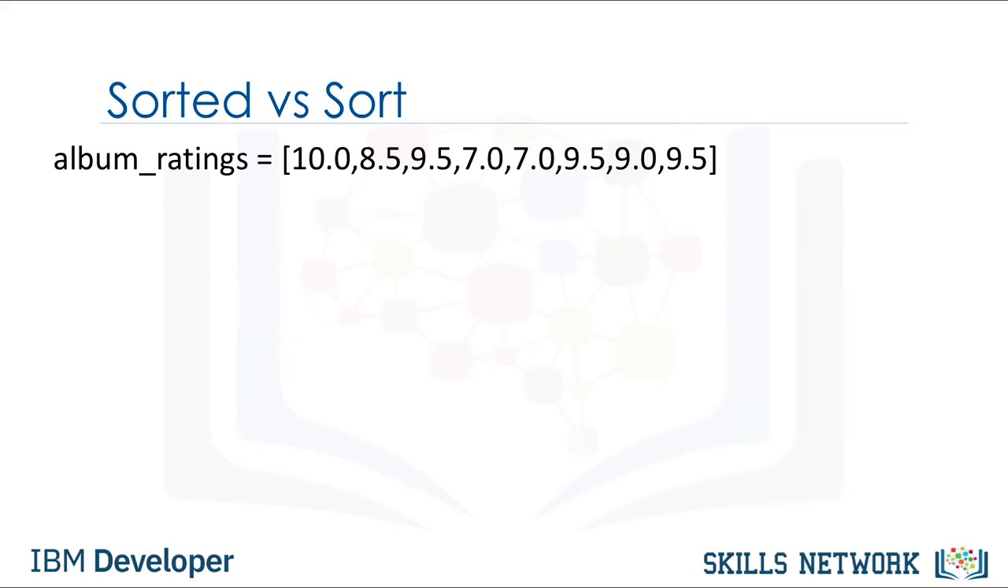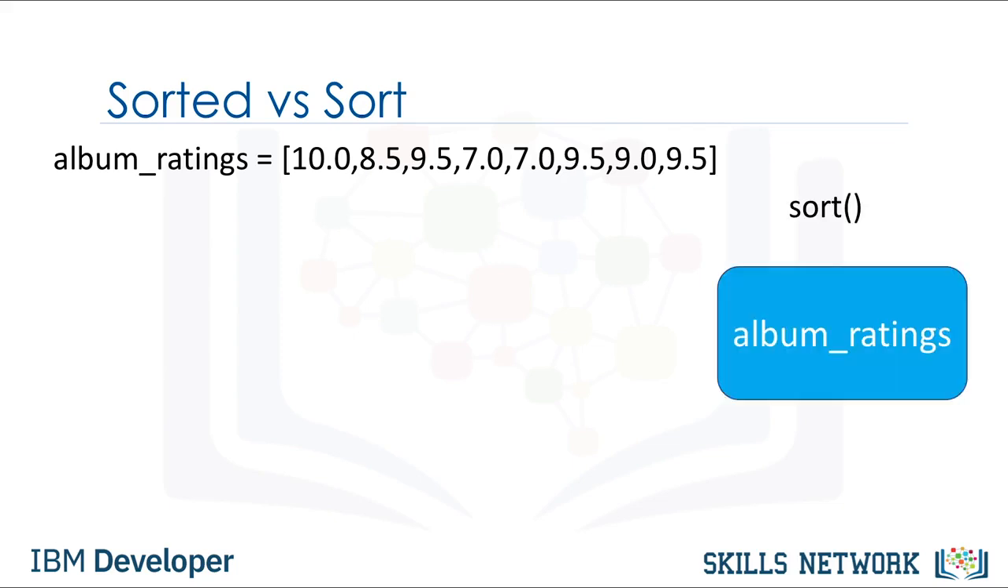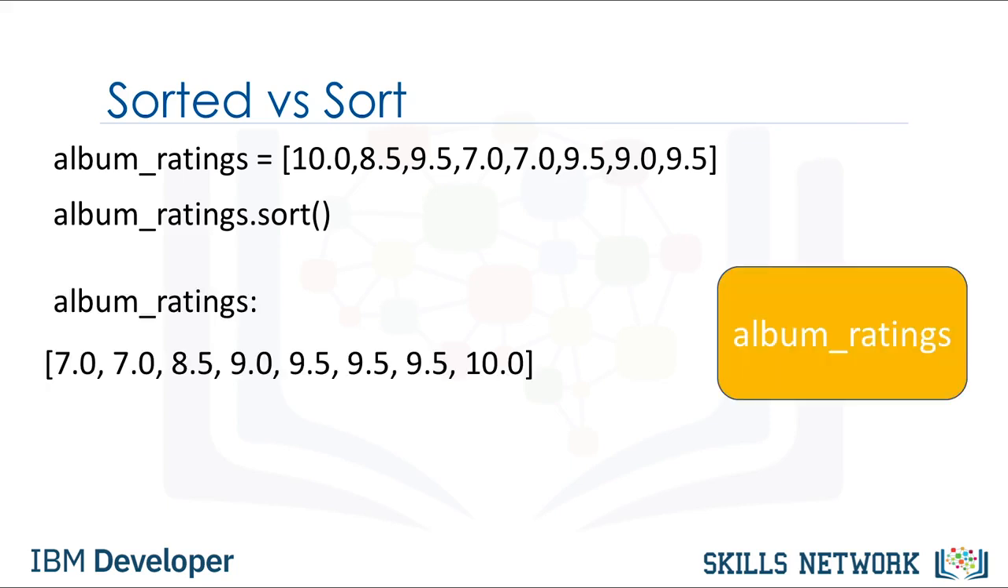If we use the method sort, the list album ratings will change and no new list will be created. Let's use the diagram to help illustrate the process. In this case, the rectangle represents the list album ratings. When we apply the method sort, the list album ratings changes. Unlike the previous case, we see that the list album ratings has changed. In this case, no new list is created.